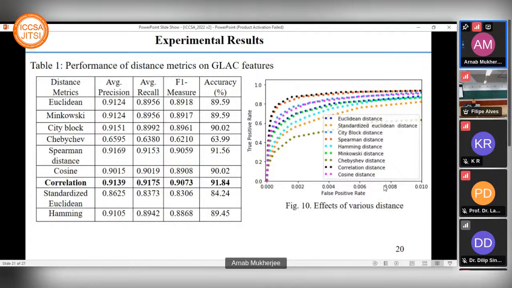The performance of Euclidean and Minkowski distance is the same, but the performance is better for Euclidean distance. Then the performance of city block distance is less effective. In contrast, the performance of cosine distance and city block distance are equal in the table, but the performance of city block distance is better, as observed from Figure 10. And finally, standardized Euclidean distance and other distances perform with a high computational cost.